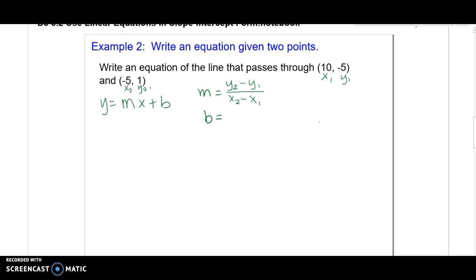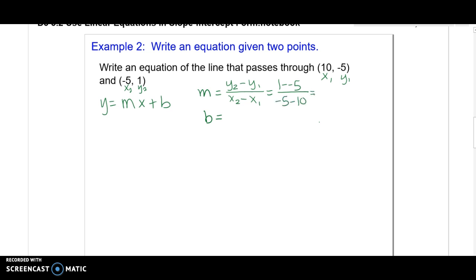Just as a reminder that x sub 1, that 1 doesn't really mean anything. It is just labeling that point as, hey, here's my first set of points, and then here is my second set of points, and differentiating between those two things. So our y sub 2 is 1 minus our y sub 1, which is negative 5, over x sub 2, which is negative 5, minus our x sub 1, which is 10.